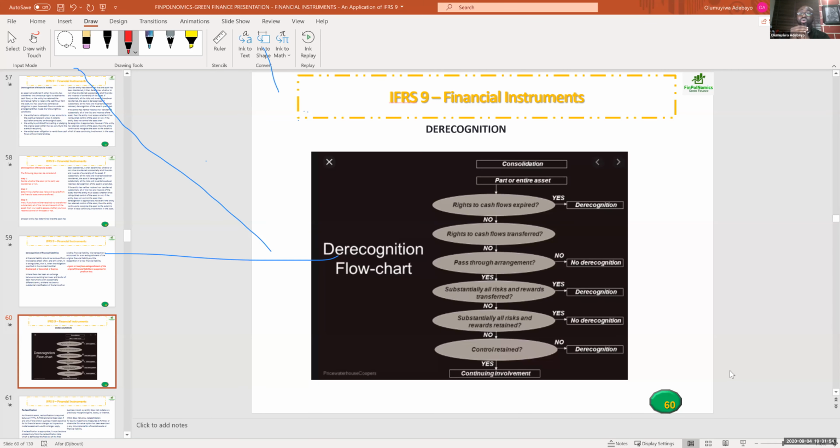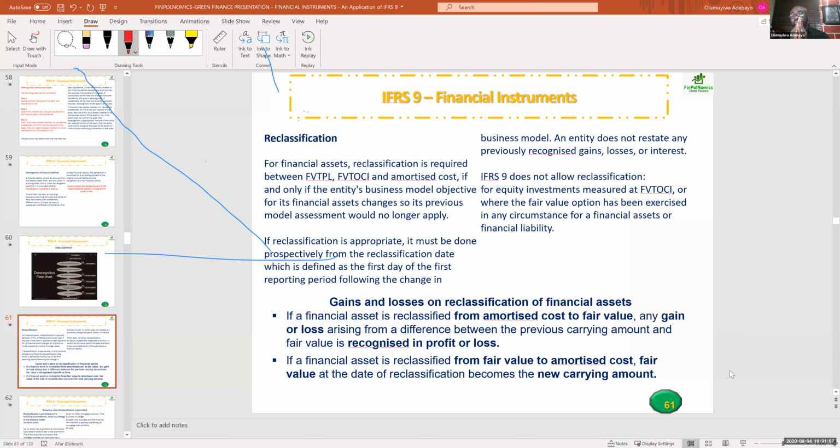Okay, now we also talk about reclassification. What is reclassification? Reclassification is taking a financial asset from one bucket to another. For example, financial assets have three buckets: fair value through profit or loss, amortized cost, and fair value through other comprehensive income. The question then is this: can I reclassify a financial asset that already exists in fair value through profit or loss to amortized cost? Or can I reclassify from amortized cost to fair value through profit or loss? Or can I reclassify from fair value through OCI to the other buckets?